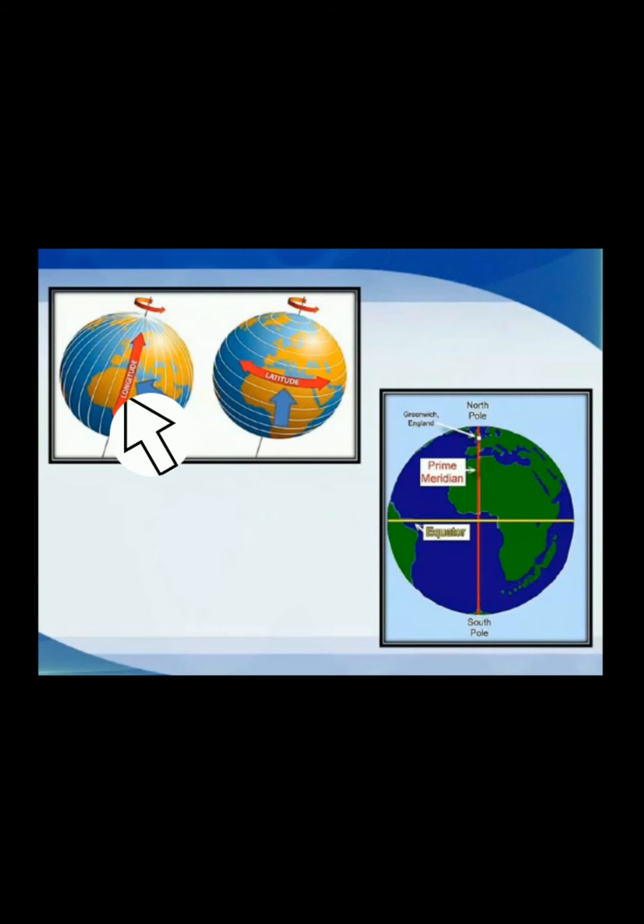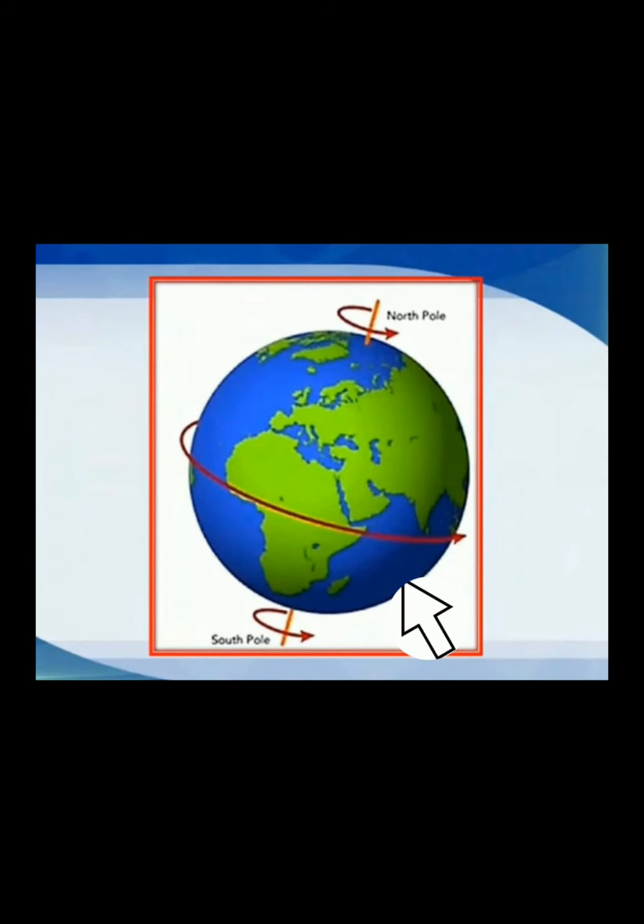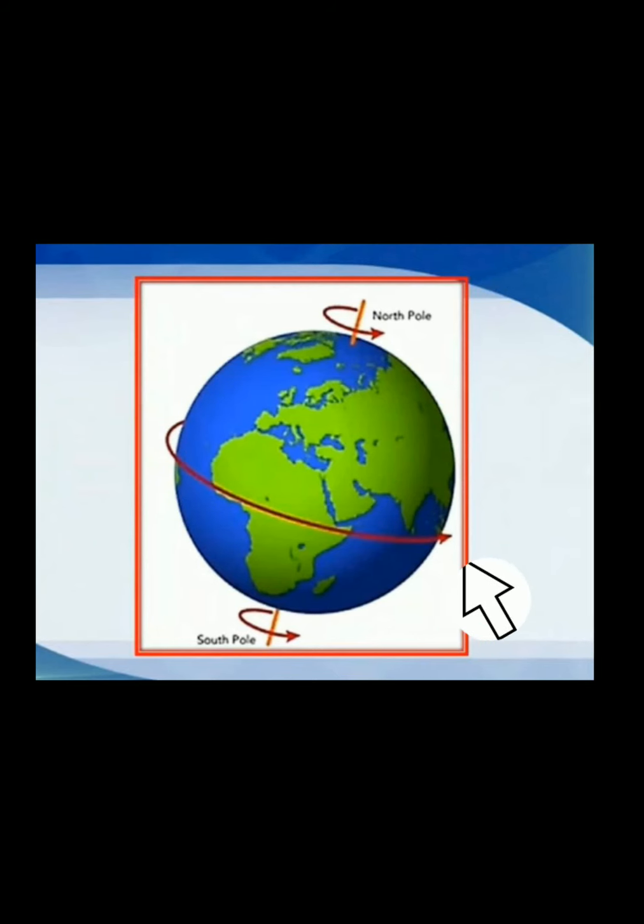So if anybody asks you which is the most important longitude, you will say prime meridian. Which is the most important latitude, you will say it's the equator. Is it clear? Here again we can see that the earth is moving from the west to east direction.